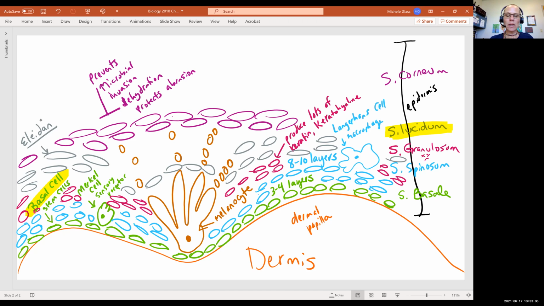The melanocyte, remember, was producing the melanin, which is packaged in a vesicle, and that goes up through the different layers. We're going to talk more about skin pigmentation as we go through. And that is it for the epidermis. Do make sure you're paying attention to these different cell types that we've mentioned in here. And remember, the cell type of the epidermis is the keratinocyte.